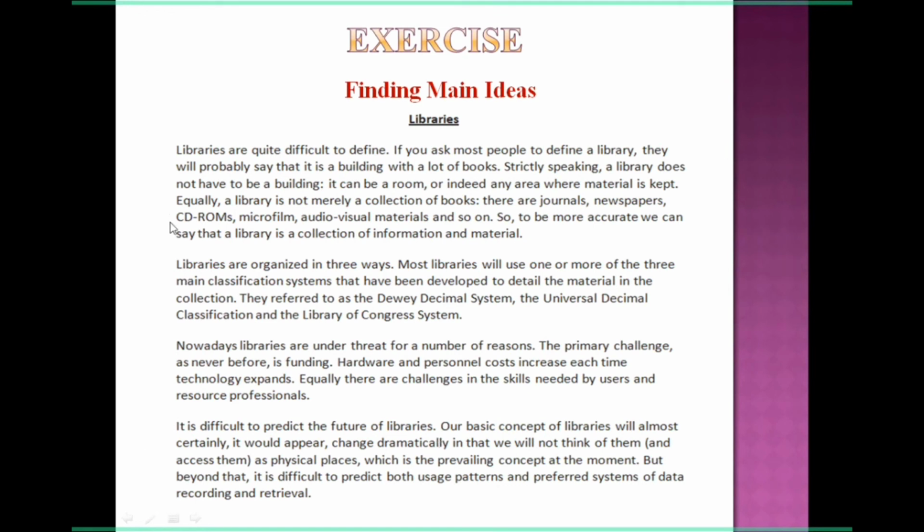So the first paragraph was about the exact definition of library. The second paragraph was about the classification system of library. Third was about the challenges that libraries are facing. And fourth was about the future of libraries. So this is how you can read the passages and get the main ideas. Most of the time you can get the main idea in the first sentence or in the last sentence of a paragraph. So you can similarly do some practice from the IELTS book and find the main ideas of paragraphs easily.